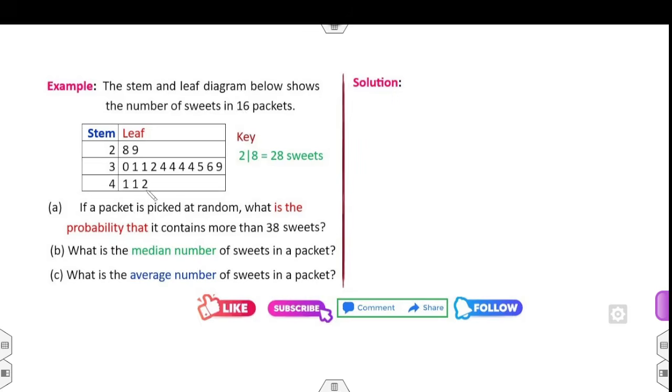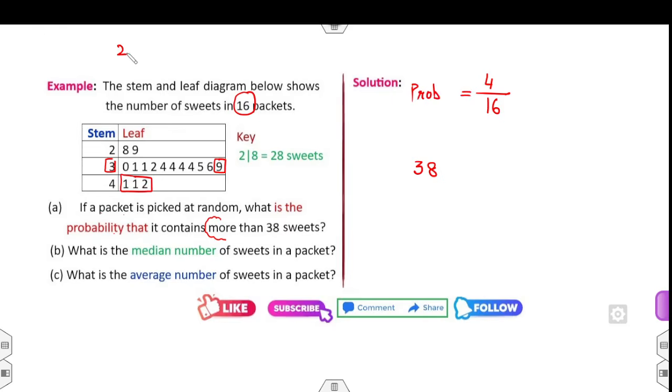Stem and leaf plots are given to you. If the packets are picked at random, what is the probability of getting more than 38 sweets? So 3 is my stem, 38, 1 and 3 here. So total are my 4. So what is the probability? 4 out of 16. So 4 by 16 is the right answer of the required probability.